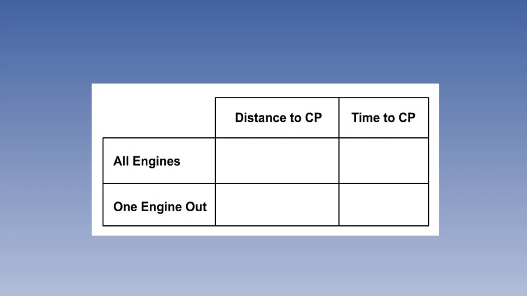Let's compare the answers we got for the all engines critical point and the one engine out critical point. Using the all engines TAS after the critical point, the distance to the critical point was 985 nautical miles, and the time was 113.5 minutes. Using the one engine out TAS after the critical point, the distance to the critical point was 974 nautical miles, and the time was 112.5 minutes.